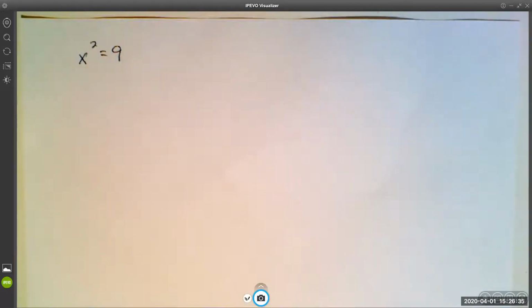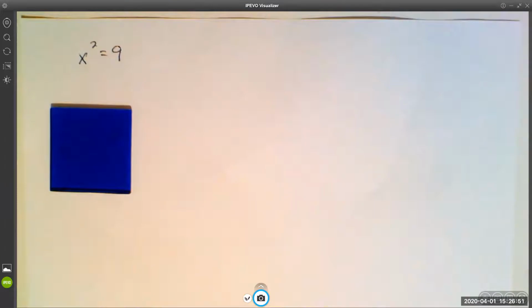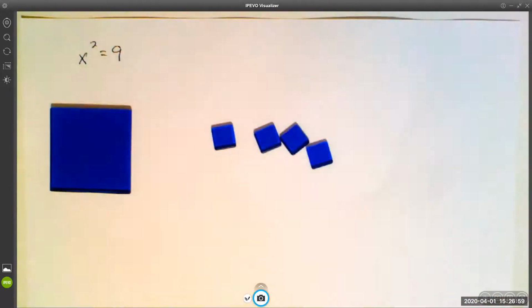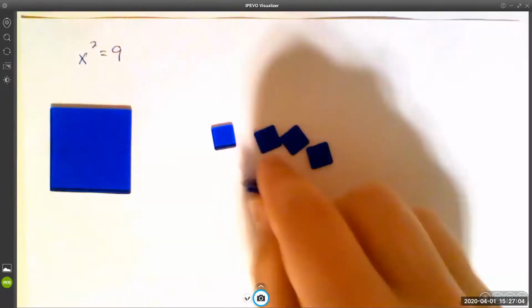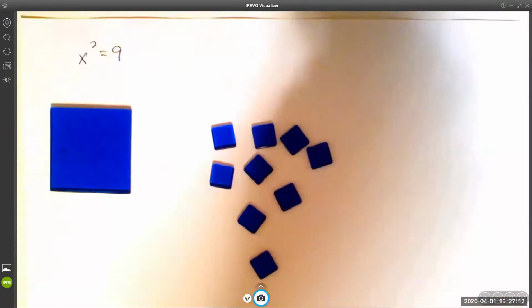So, here's how we would represent this with algebra tiles. Okay. So we need to give ourselves an x squared tile for the left-hand side. And on the right-hand side, we need 9 units. Seven, 8, 9. Okay, so I've got 9 units there. Some of them are sitting on top of each other, but okay.